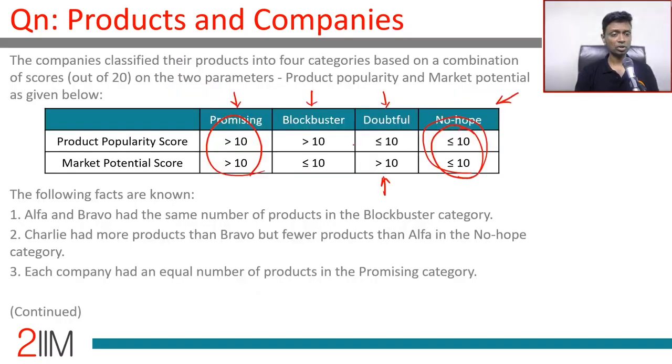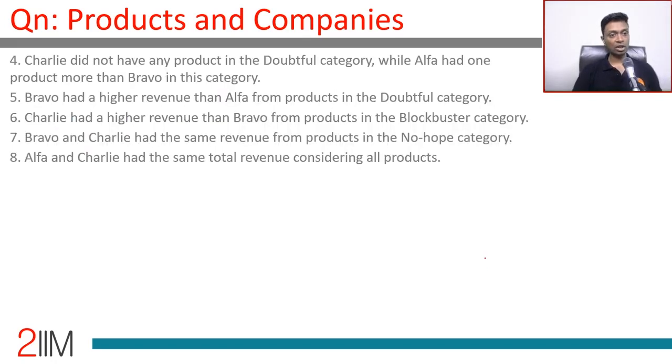Now, the following facts are all known. Alpha and Bravo had the same number of products in the blockbuster category. Charlie had more products than Bravo, but fewer products than Alpha in the no hope category. Each company had an equal number of products in the promising category. Charlie did not have any product in the doubtful category, while Alpha had one more than Bravo.